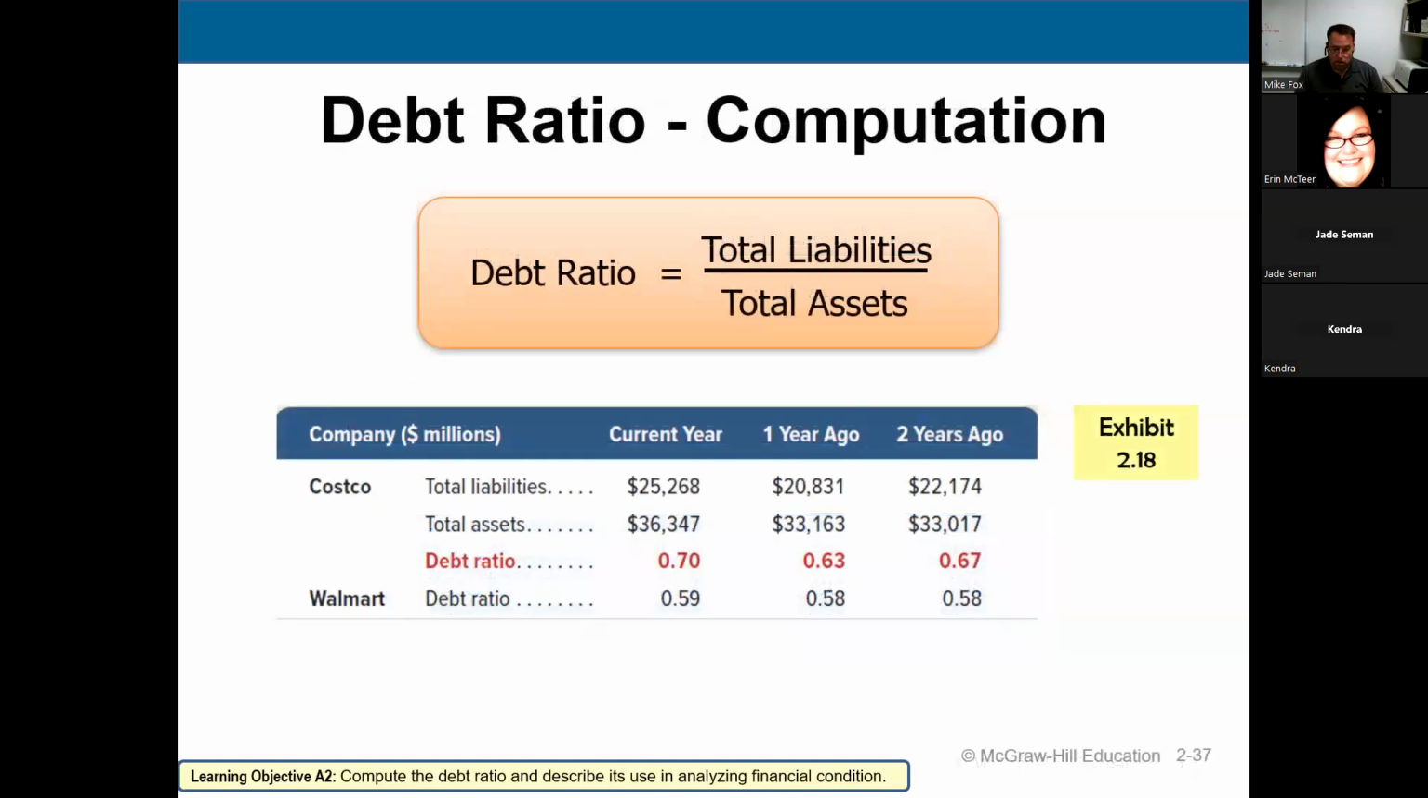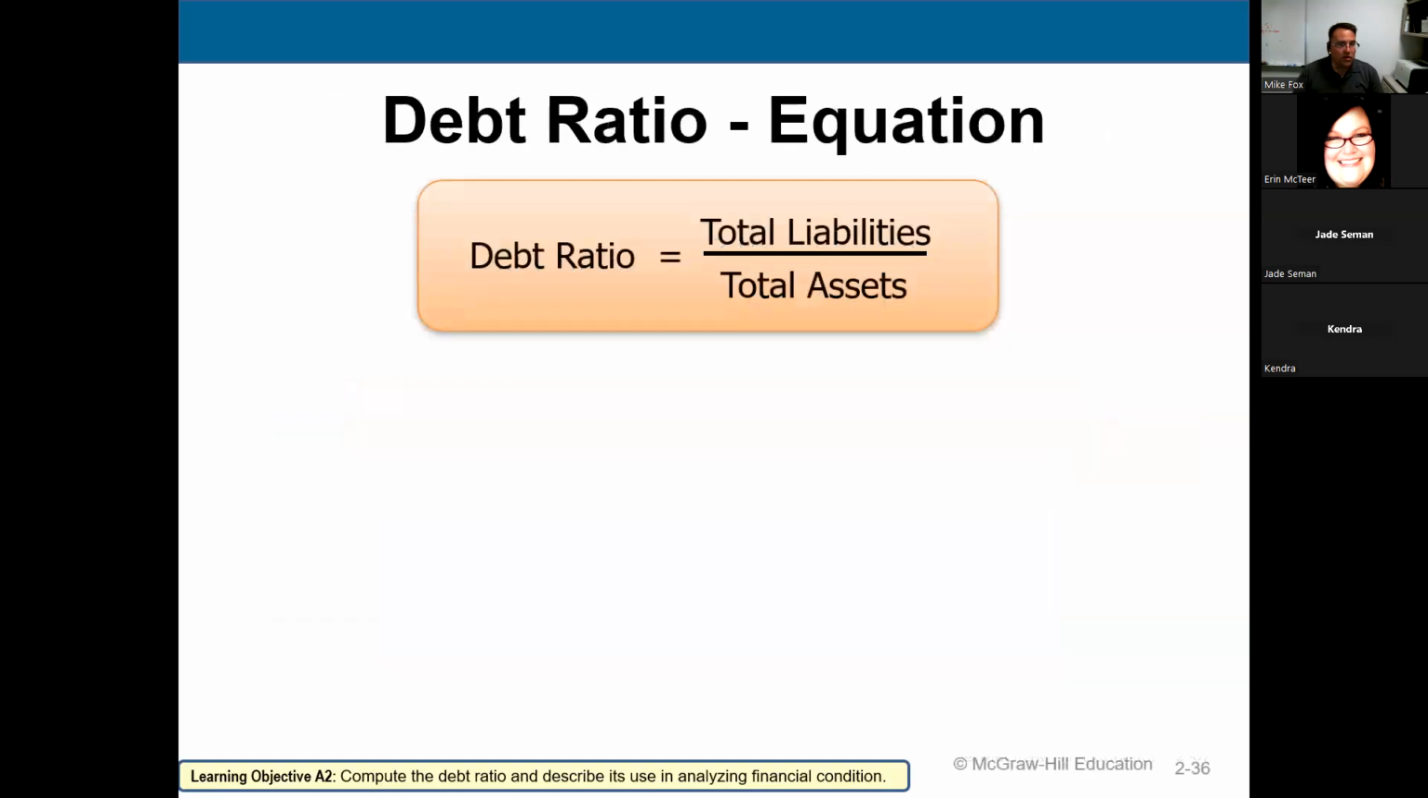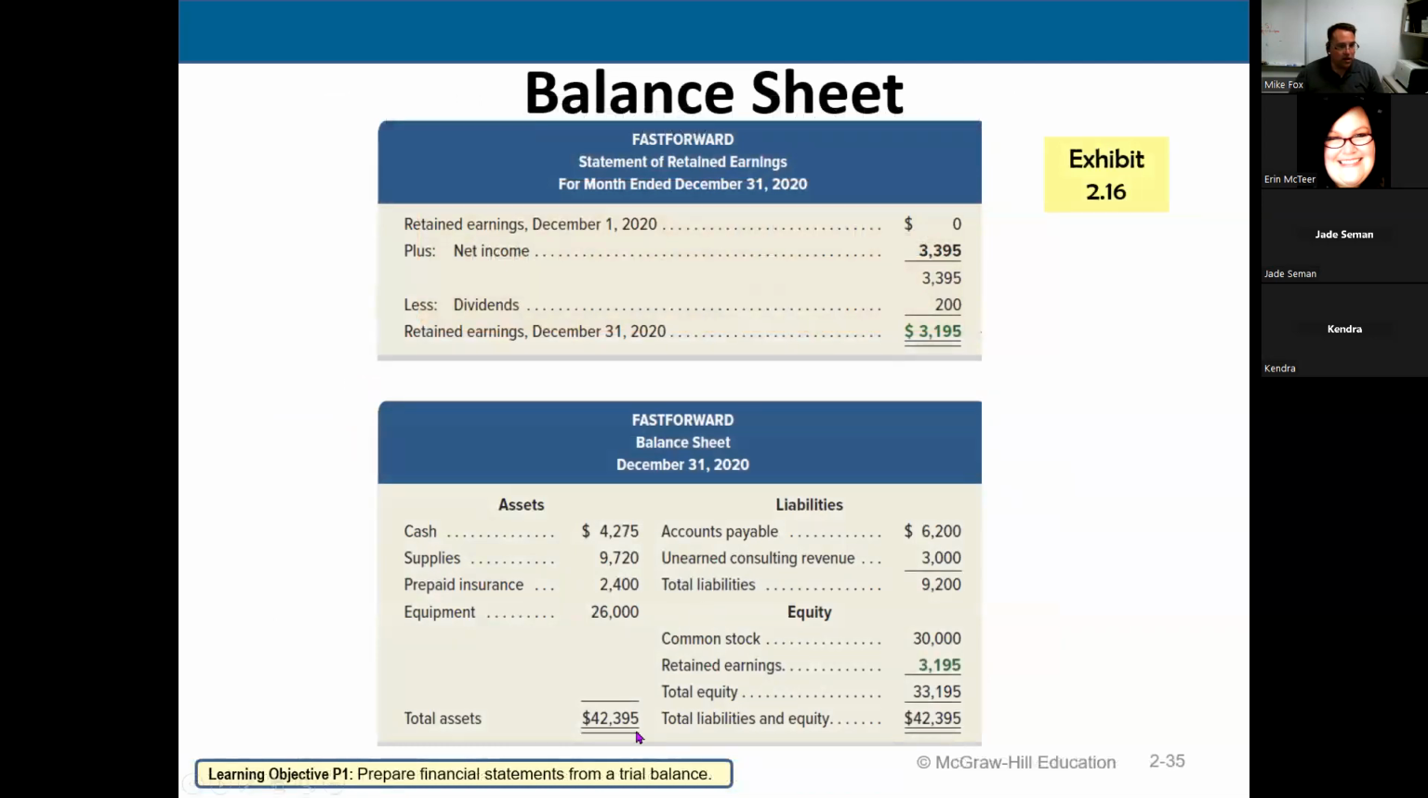So the easiest place to grab your total liabilities and total assets would probably be the balance sheet, because we can just look, right, here's total assets and there's total liabilities. So this company, 9,200 in liabilities and 42,395 in assets, they're going to have a pretty small ratio, right? Their debt ratio is going to be almost like 1/4, a little better than 1/4, like 0.28. Well under 1.